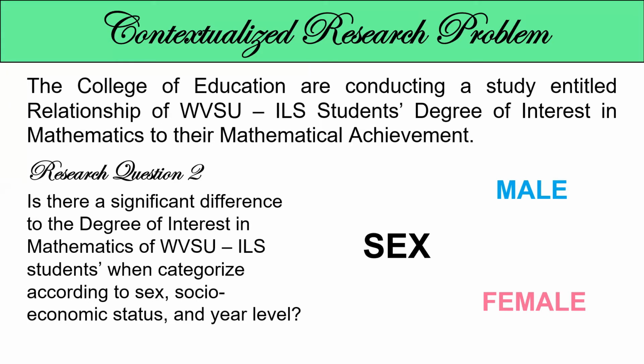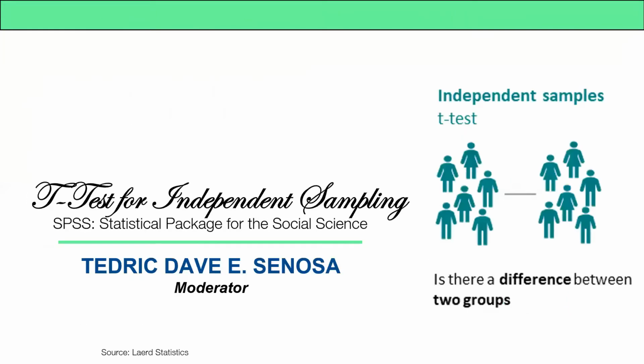Since there are two groups, what do you think is the appropriate statistical test that we need to employ? So I have an answer for that. The statistical test that we need to employ is t-test for independent sampling. So what is t-test for independent sampling and when is it used?